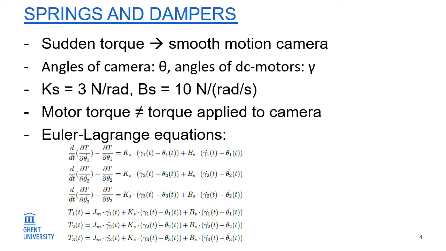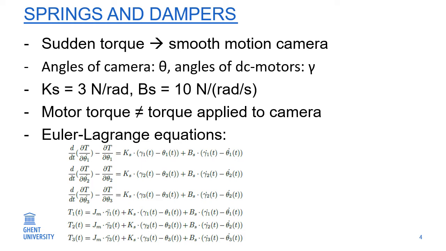Springs and dampers are added in order to allow a smooth motion of the camera and to reduce the torque vibrations due to the DC motors. A small modification has to be made to the Euler-Lagrange equations obtained on the previous slide, due to the fact that the motor torques are no longer equal to the torques exerted on the camera, and the motor angles are also no longer equal to the camera angles.